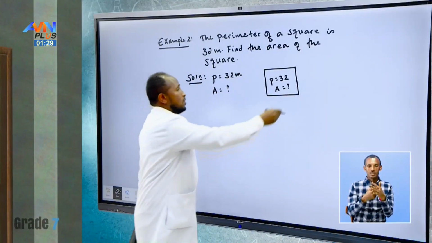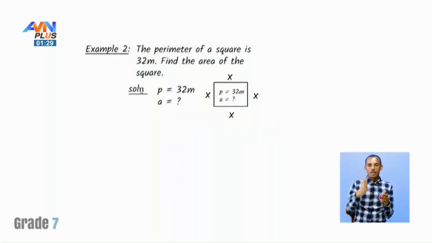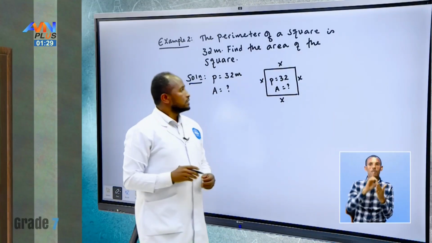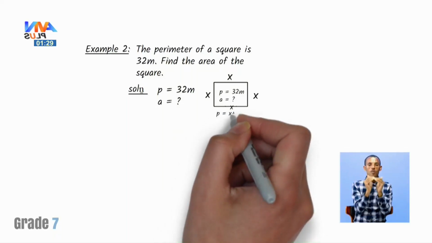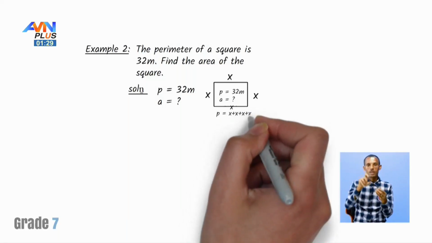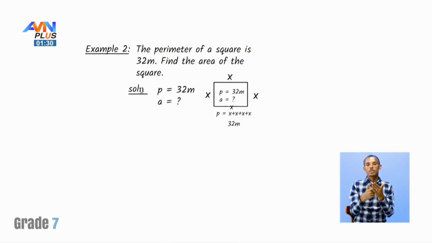Since all sides of a square are the same, let's assume the side of the square to be x. Each side will be x, the same. So, using the perimeter, we can develop an equation. The perimeter will be equal to the sum of all the sides of the square. So x plus x plus x plus x, 1, 2, 3, 4x. Therefore, the perimeter is given, it is 32 meter.